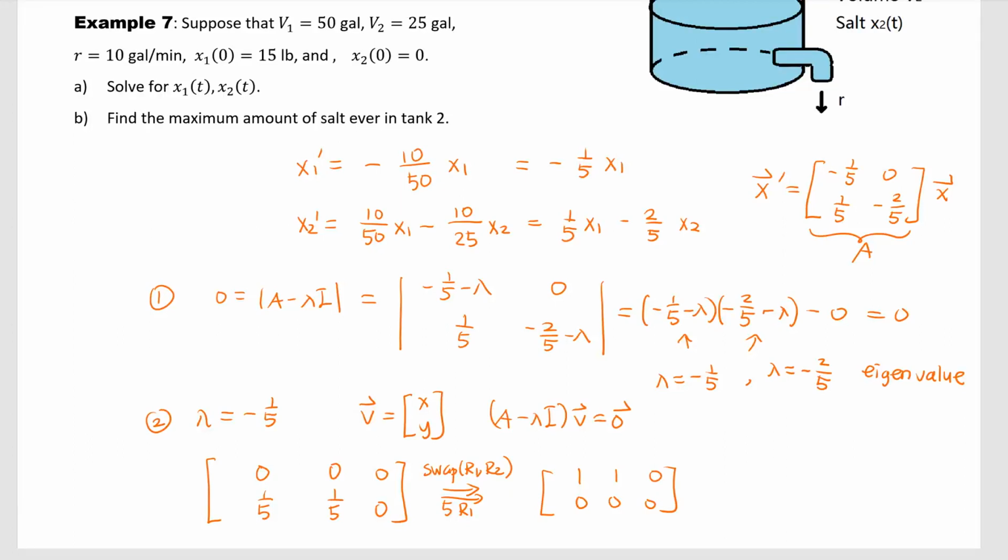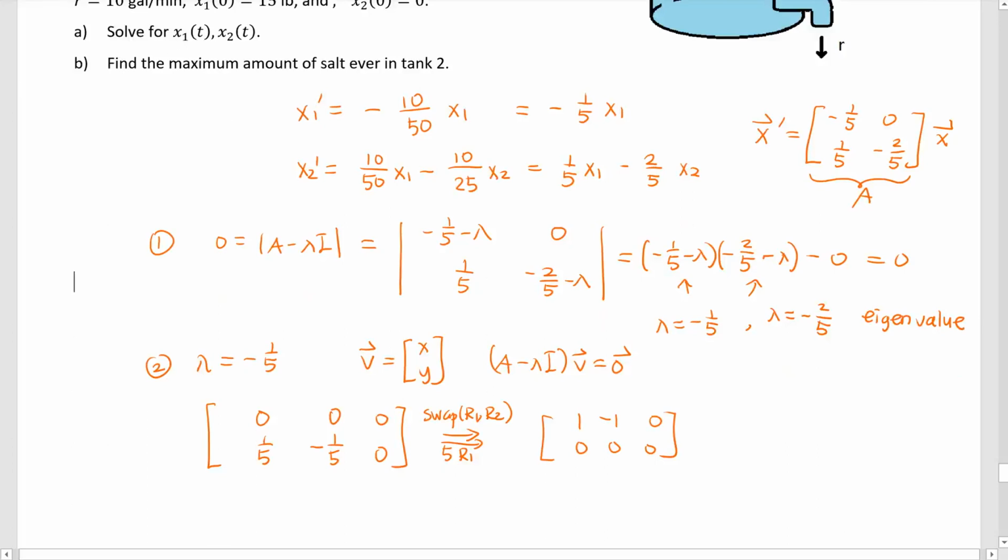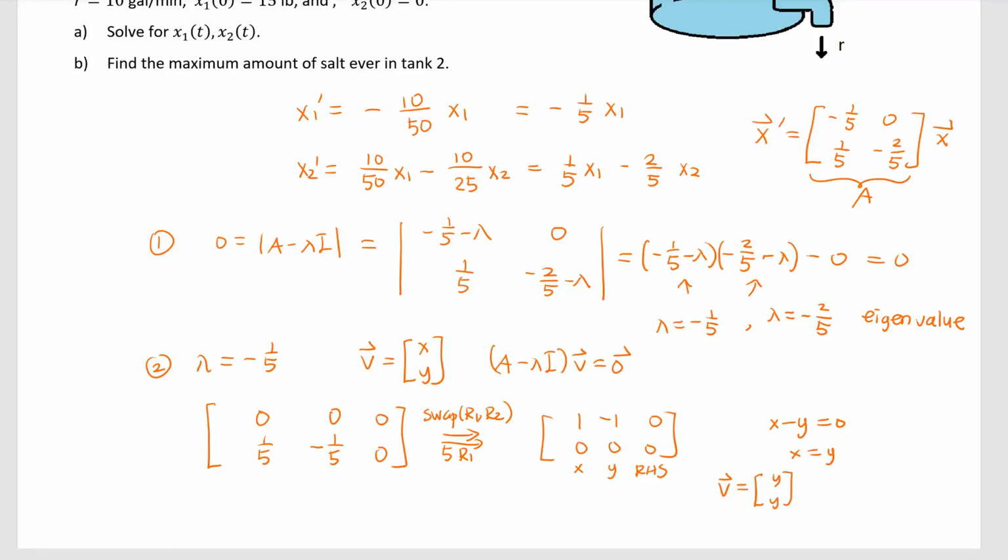Alright. Oh, sorry, I made a mistake. Negative 2/5 minus negative 1/5 is minus 2/5 plus 1/5, which is still negative. So this is negative. Yeah, it's very important to check our work. So that's x, that's y, and this is the right hand side. So we have x minus y is 0, x equals y. So v is then (y, y). We can take y is 1, then our v becomes (1, 1). That is the eigenvector. Okay?